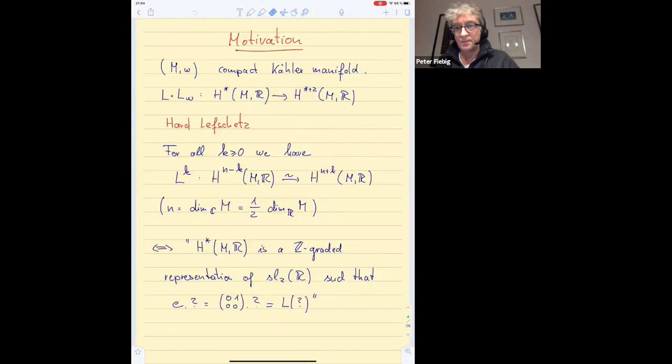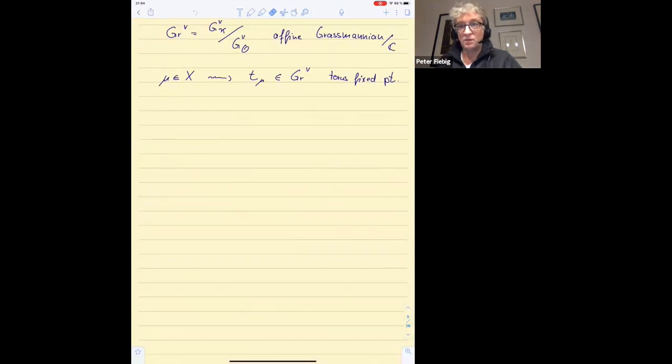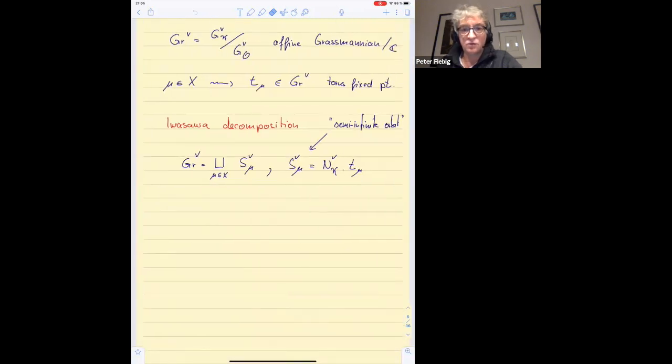I want to give another example that we all know very well, that has a very similar structure, even though it's a very different theorem, namely the geometric Satake equivalence. We talked a lot about this in the seminar, of course, so I will be very brief. Let me start with the Langlands dual group. I define the affine Grassmannian over the complex numbers. And then for every weight, we have this torus fixed point in the affine Grassmannian. And we have this Iwasawa decomposition that decomposes the affine Grassmannian into semi-infinite orbits. They are parameterized by the weight lattice. So we have this decomposition.